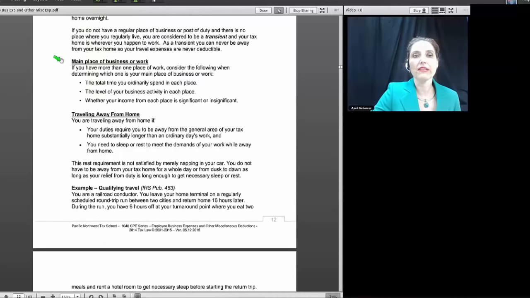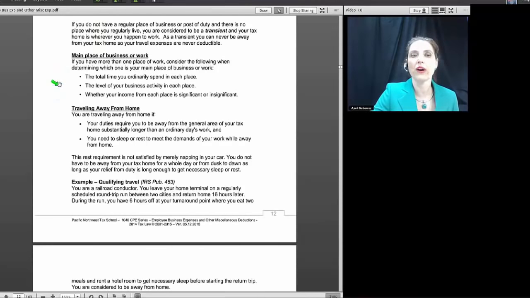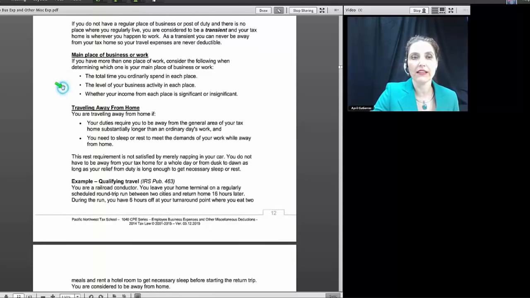So again, you must have a main place of work. If you have more than one place of work, consider the following when determining which one is your main place of work: the total time that you ordinarily spend in each place, the level of your business activity in each place, and whether your income from each place is significant or insignificant.